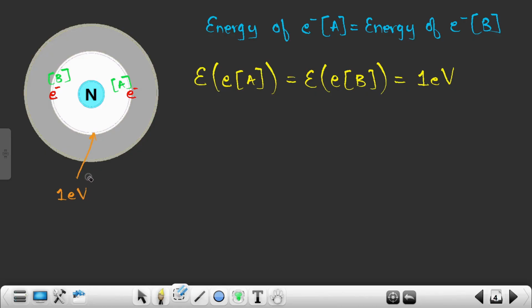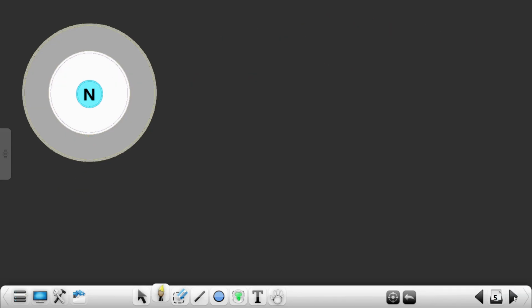I will come to why exactly it is fixed, don't worry about that. But the energy of this electron is fixed, that is 1 electron volt, and therefore if you try to carry out the energy of these electrons, you will get the same energy for both of them. Similarly, let me proceed further.